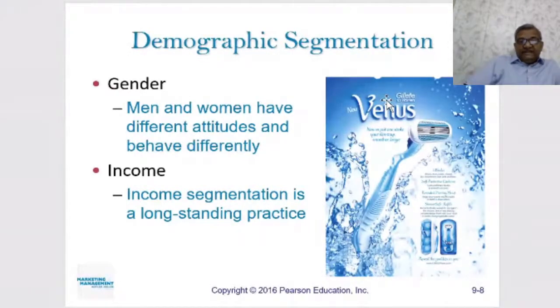Then coming down to the next important parameter, that is income. Now, income segmentation is a long-standing practice. That is, people with different levels of income are segmented discriminately. For example, Titan has come up with a product called Xylix. That's a brand catering to the high end of the wristwatch market.